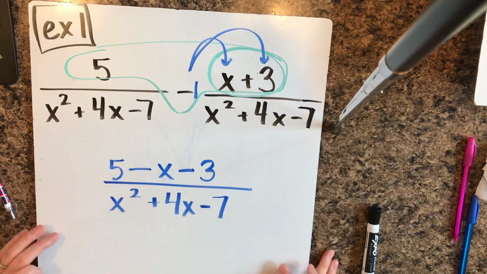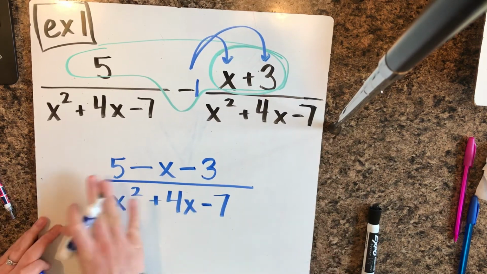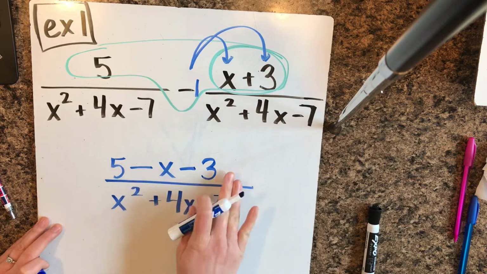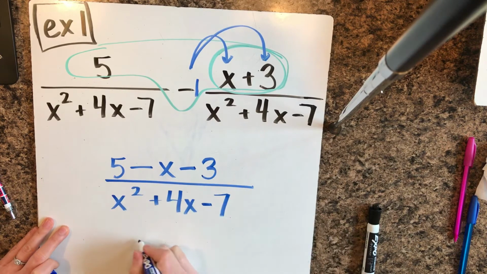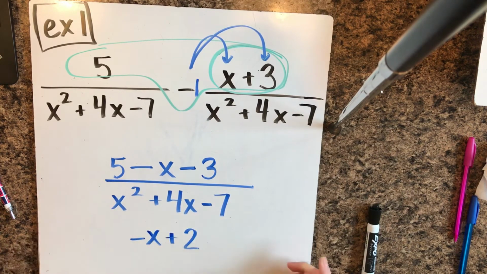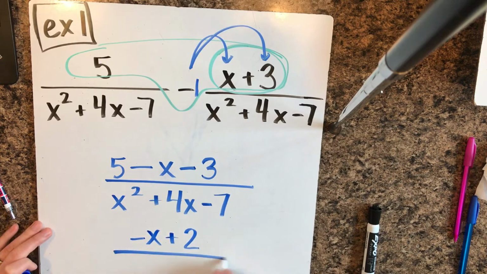Okay, so the only thing left here to do is to combine like terms. We know 5 minus 3 is 2. Careful here because there is a -x. So we have a -x plus 2 is our numerator, and the denominator is x squared plus 4x minus 7.